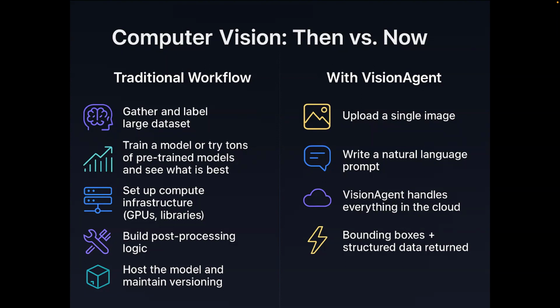And some of the hurdles that I faced were first gathering a large data set and then hand labeling it. Then I had to decide if I wanted to try and train my own model or run a bunch of tests with pre-trained models and see if anything worked best. I had to set up compute infrastructure. I was paying $10 a month on Google Colab to try and run my models and train it using their GPUs and TPUs. You have to handle all of the post-processing logic yourself, like filtering results, and then you'd also need to find a way to host your model and maintain versioning.